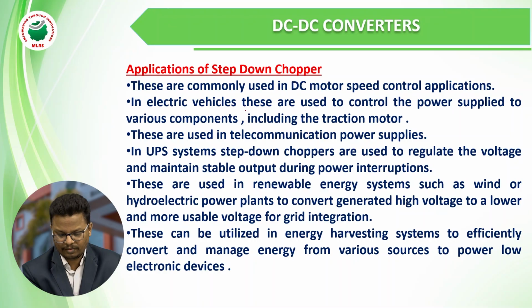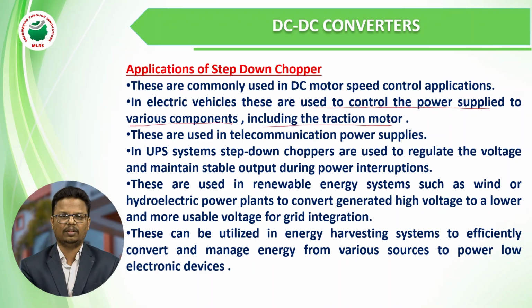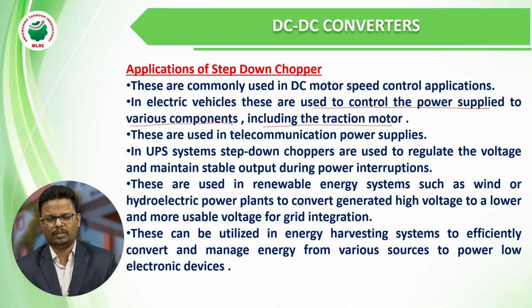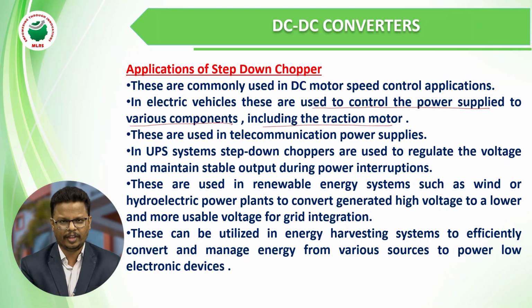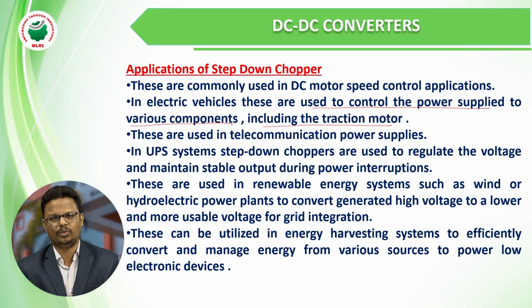Next, in electric vehicles, these are used to control the power supplied to various components, including the traction motors. In the vehicle we have batteries, and the batteries store the energy. From that battery we have to supply various systems like the traction motor, as well as the lighting and any other applications in the vehicle. So it requires different voltage levels, and those different voltage levels can be achieved by using this DC to DC converter.